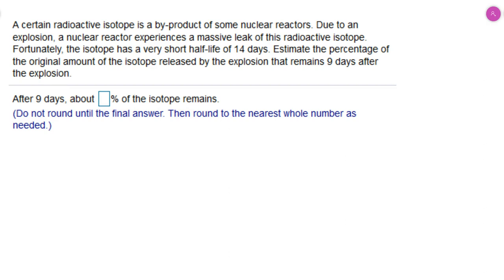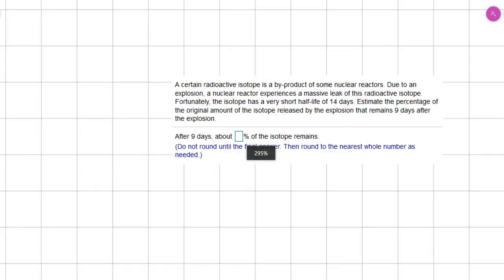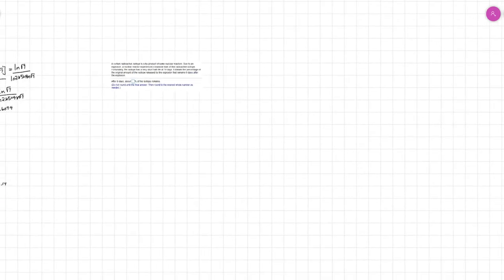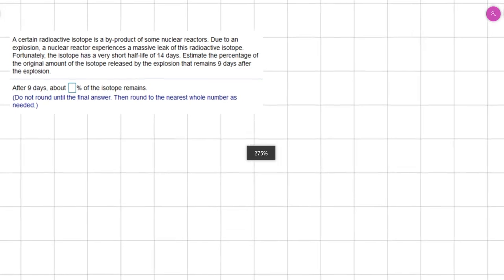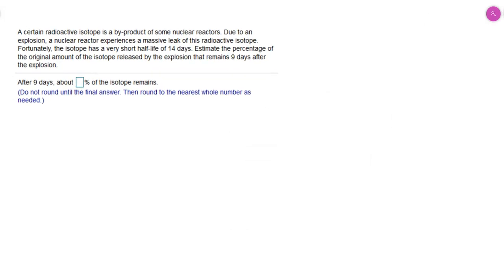So let's start with what formula we're going to use. The formula that we're going to use for this problem is A of t equals A naught e to the kt. So this is the formula, and the parts of the formula, we have the A naught. This is going to be our initial amount, our starting amount of this isotope.